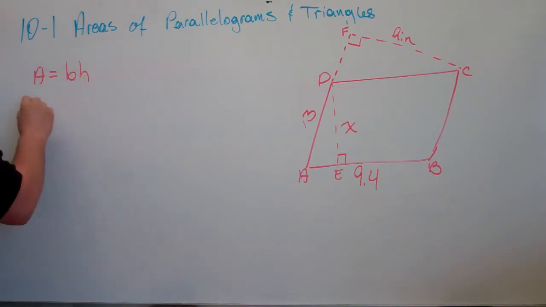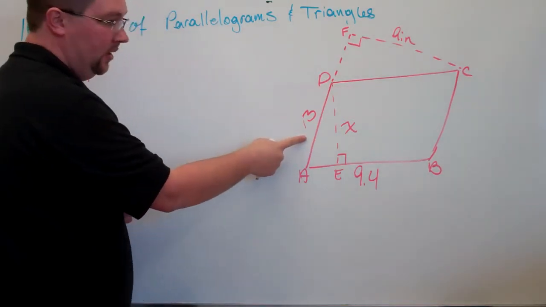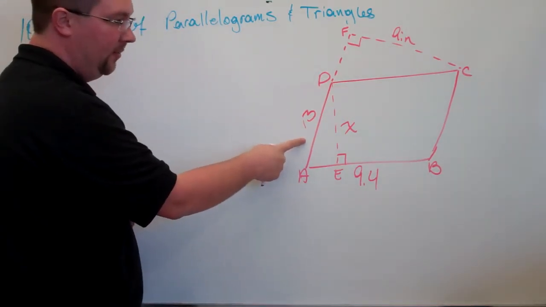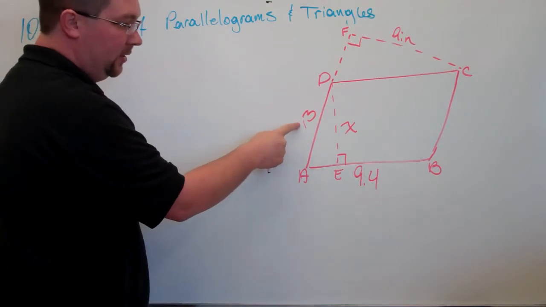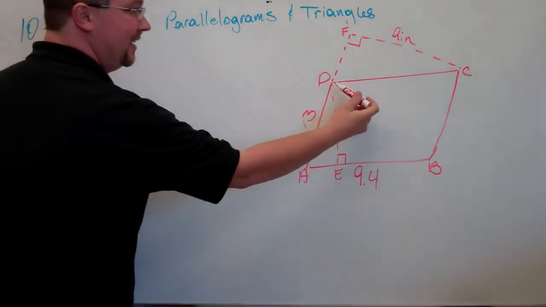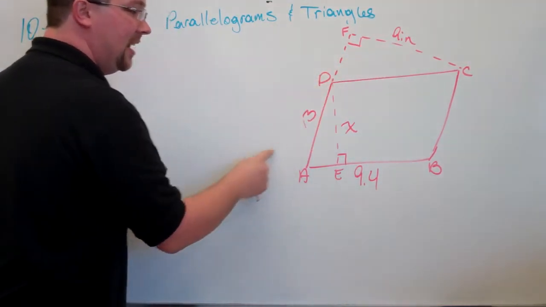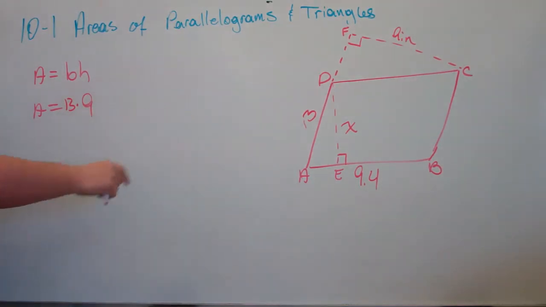So base times height. We can use 9 as our height because it's perpendicular to this side of the trapezoid, I'm sorry, the parallelogram. Now, since it's perpendicular to this base, the 13, even though we had to extend the side out to make it perpendicular, we can still use 9 and 13 to find the area of that parallelogram. And it's simply 13 times 9.